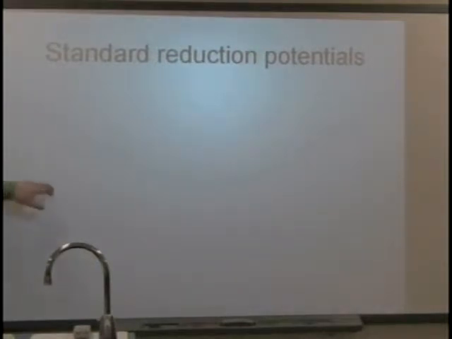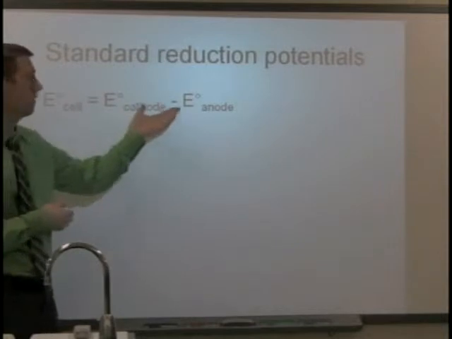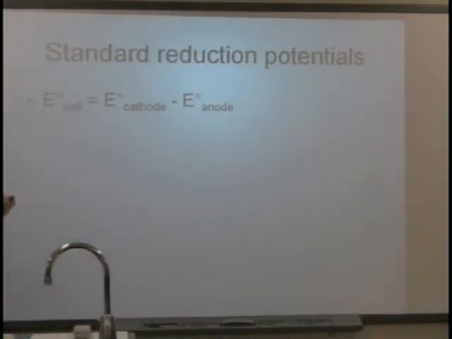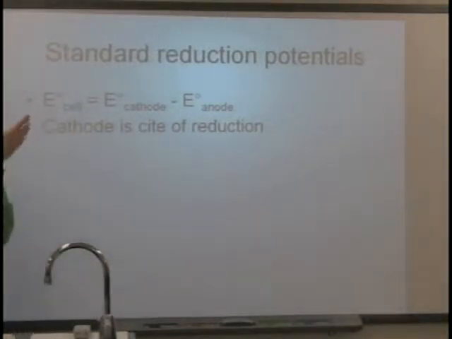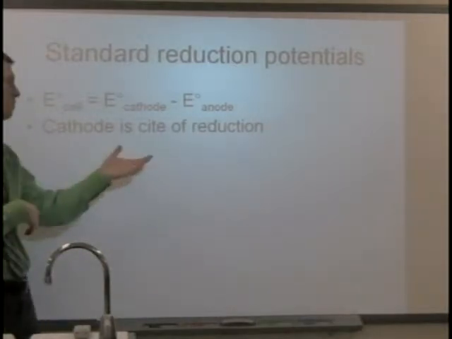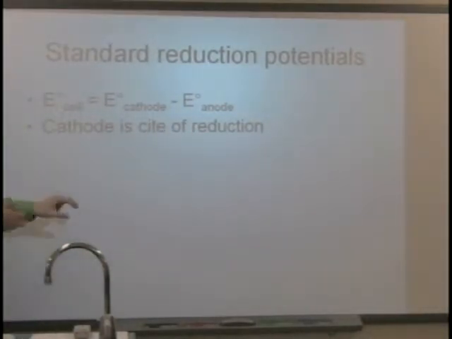Standard reduction potentials is solved for with this equation. E of the cell equals E of the cathode minus E of the anode. This is something that we did spend some time on in class. The cathode is the site of reduction. So that's the first thing we have to note. When I showed you the previous page of which one is the cathode, which one is the anode, well, if you know which one's being reduced, that's the cathode. The anode is the site of oxidation.